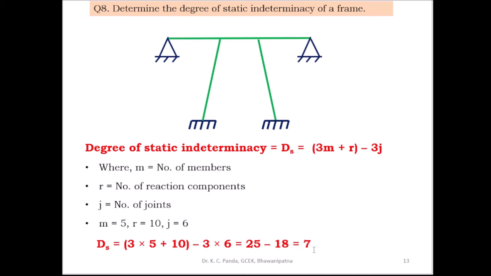Other approach, so you can find out ds is equal to DSC plus DSI, but DSI is equal to 0, because internally this is statically determinate, but externally this is statically indeterminate. So DSC is equal to R minus 3, because here the reactions are equal to 10, and DSI is equal to 0. So DS is equal to 10 minus 3 is equal to 7. DS is equal to 7 plus 0, this is equal to 7.